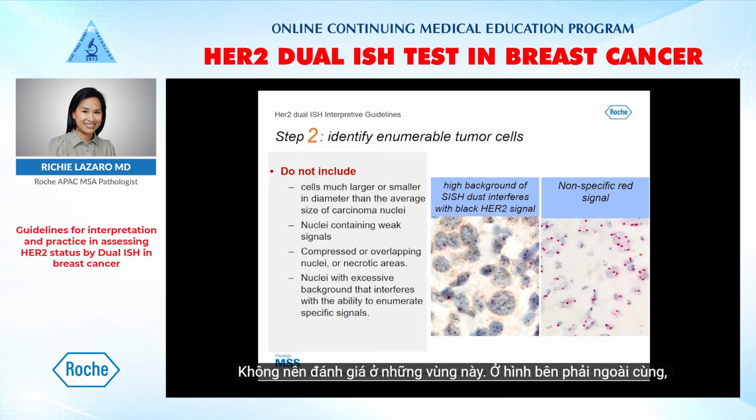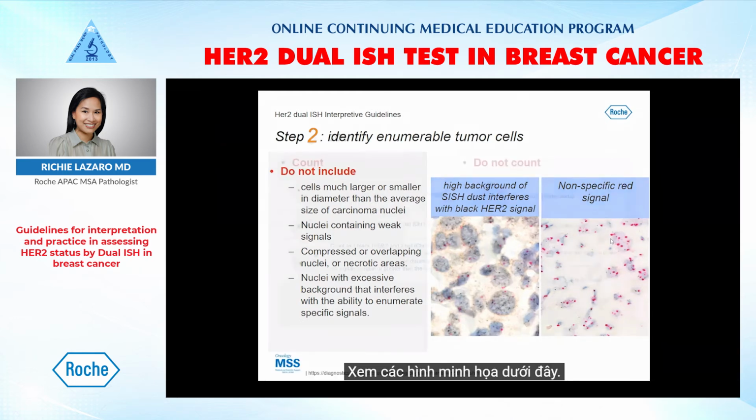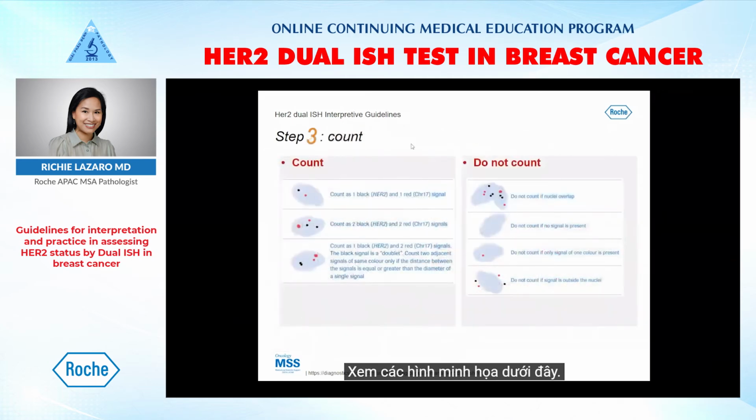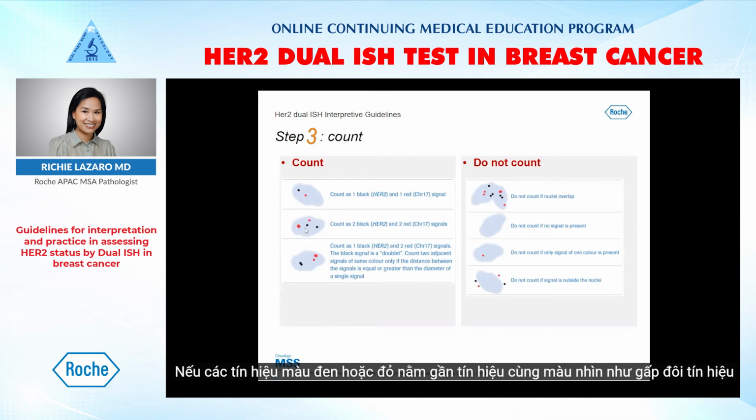In the image on the far right, some non-specific red signals are seen outside the nuclei. And again, these areas should not be scored. Using these illustrations, the first cell is scored as having 1 black and 1 red signal, then 2 black and 2 red signals. If black or red signals are close to each other, like a doublet in this illustration, the 2 adjacent signals of the same color are scored as 1 signal.